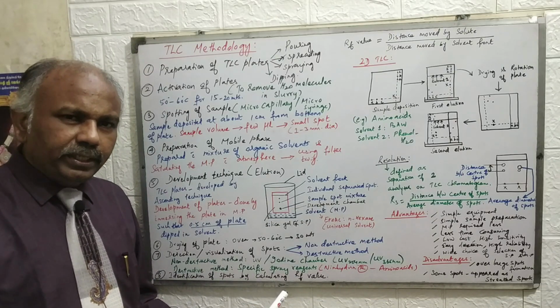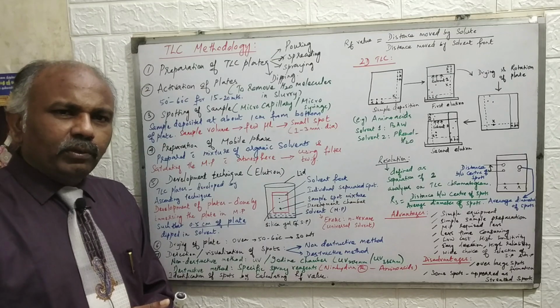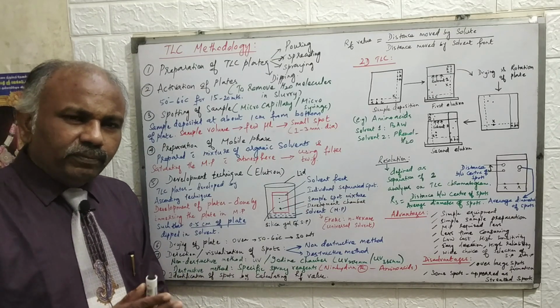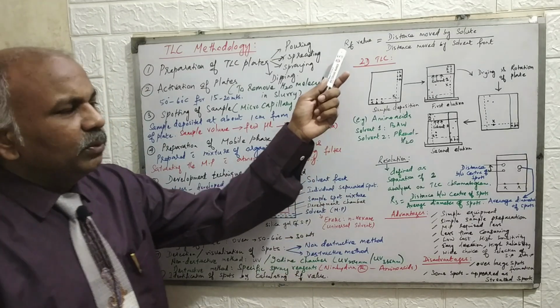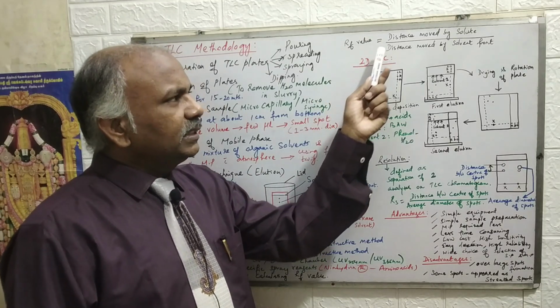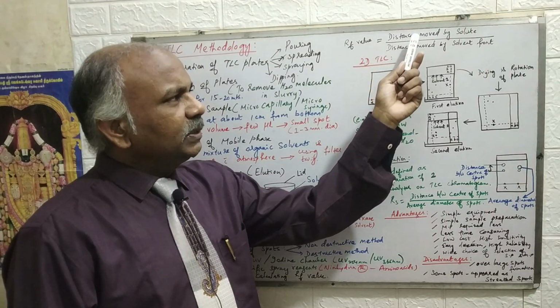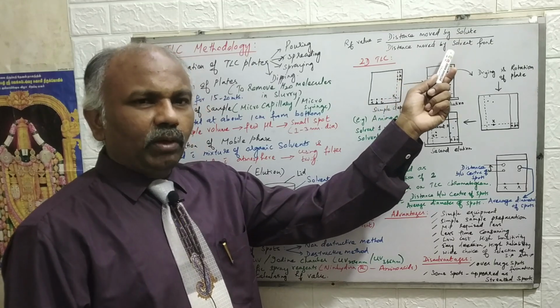So this is a qualitative parameter. What is called RF value? Relative front or retardation factor value. The RF value is the ratio of the distance moved by the solute to the distance moved by the solvent front.